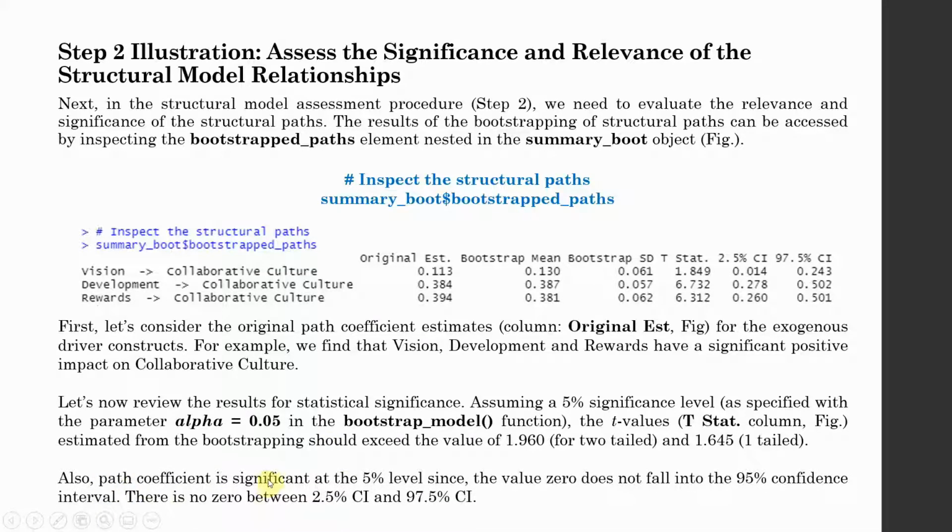Also, the path coefficient is significant at 5% level since the value 0 does not fall into the 95% confidence interval. There is no zero between the 2.5% confidence interval and the 97.5% confidence interval. Is there a zero in between? No.